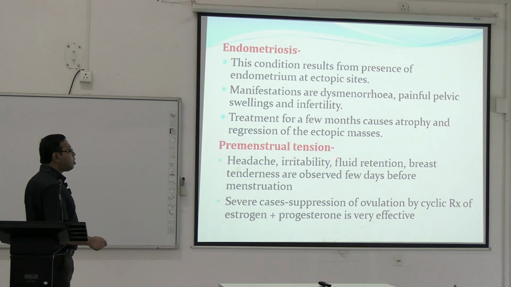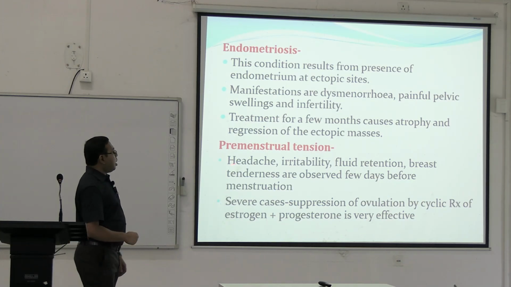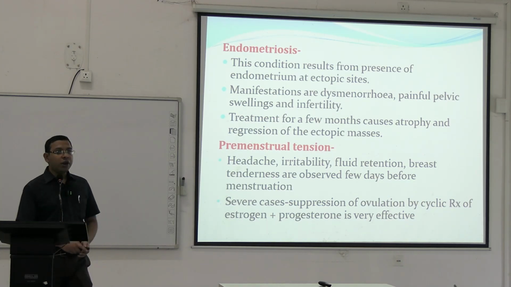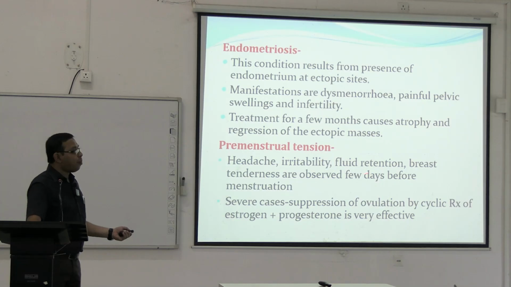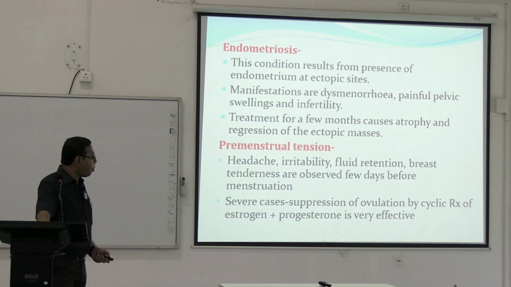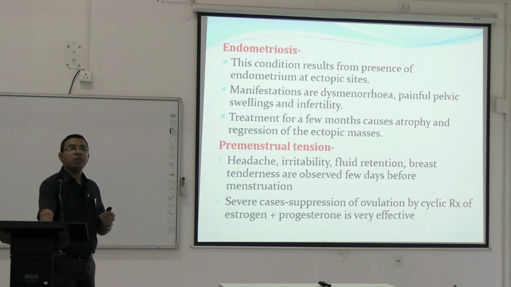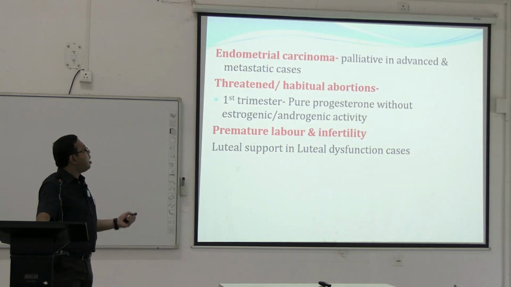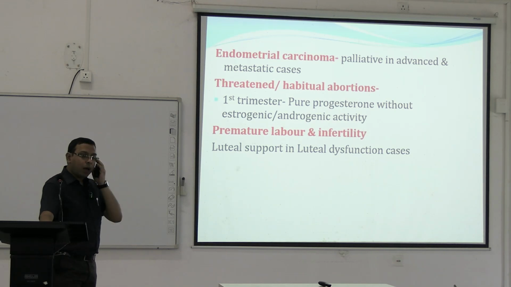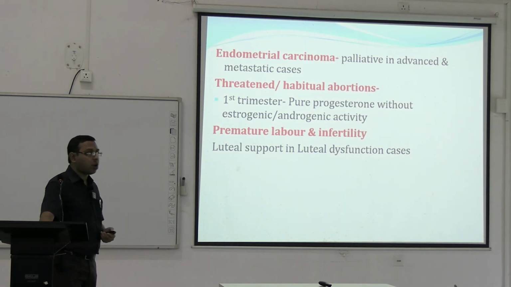Premenstrual tension and premenstrual stress may happen with headache, irritability, fluid retention and breast tenderness, observed a few days before menstruation in some cases. Here also, in severe cases, we have to suppress ovulation by cyclic treatment with estrogen and progesterone, and it is very effective. So for premenstrual tension or stress, dysfunctional uterine bleeding and endometriosis, and apart from this endometrial carcinoma, in some cases it is progesterone.